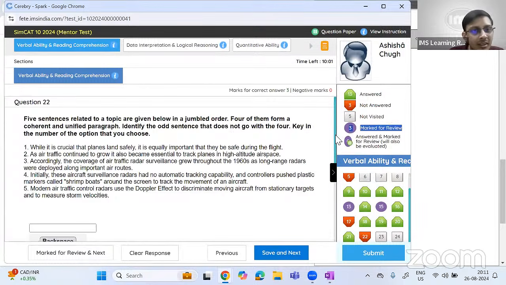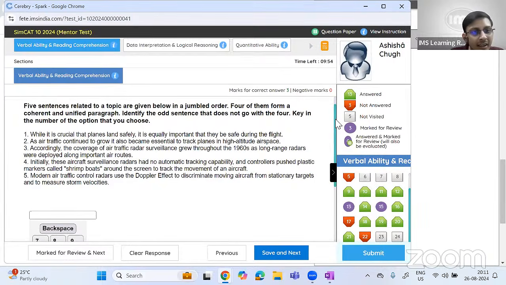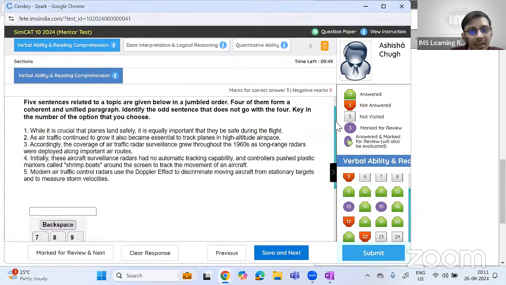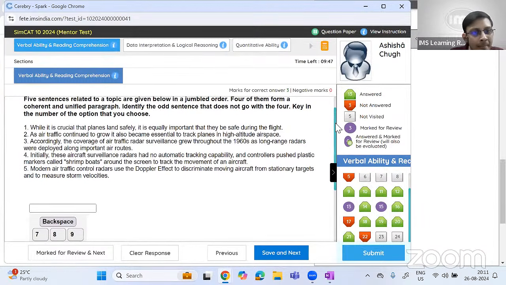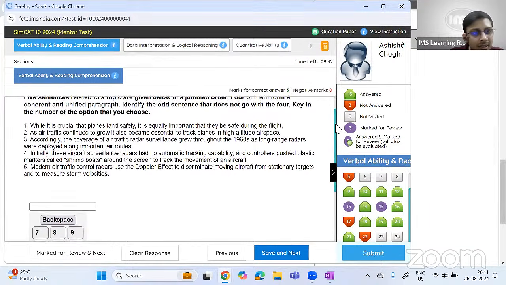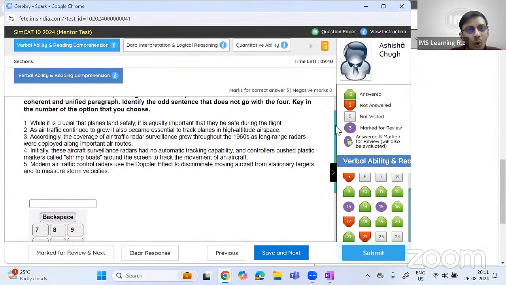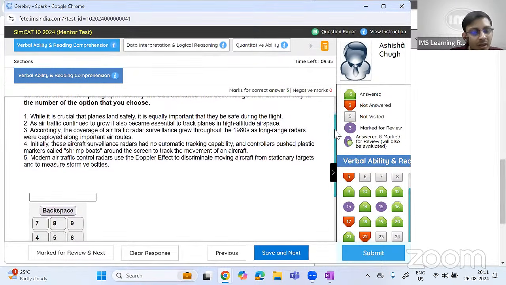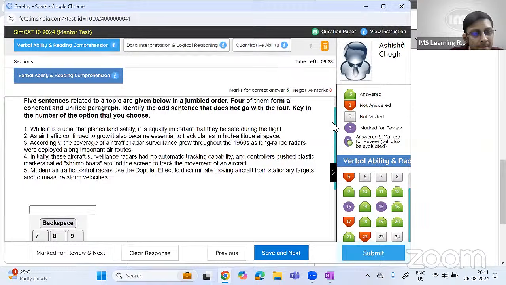Next one, again, odd one out. While it is crucial that planes land safely, equally important is that they be safe during the flight. As air traffic continued to grow, it also became essential to track planes in high altitude airspace. The coverage of surveillance grew. These aircraft surveillance radars had no automatic tracking. Controllers pushed plastic markers. Modern air traffic control radars use the Doppler effect to discriminate. Okay, not sure of this.